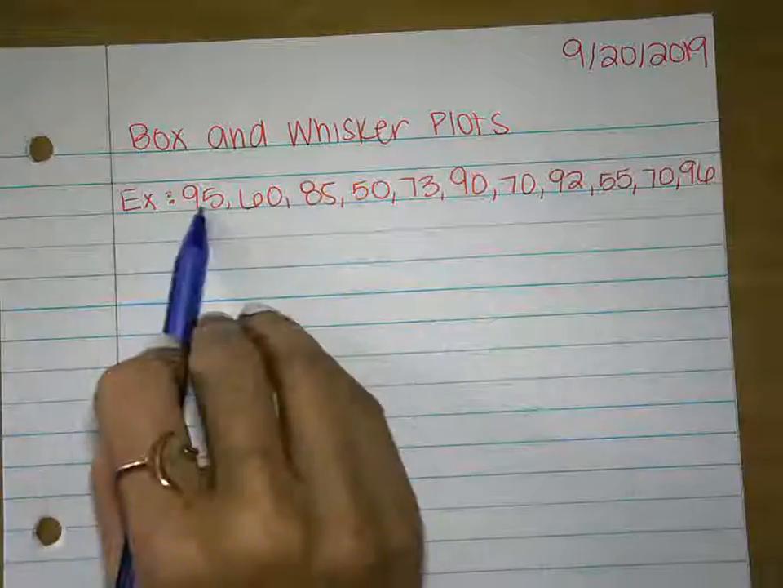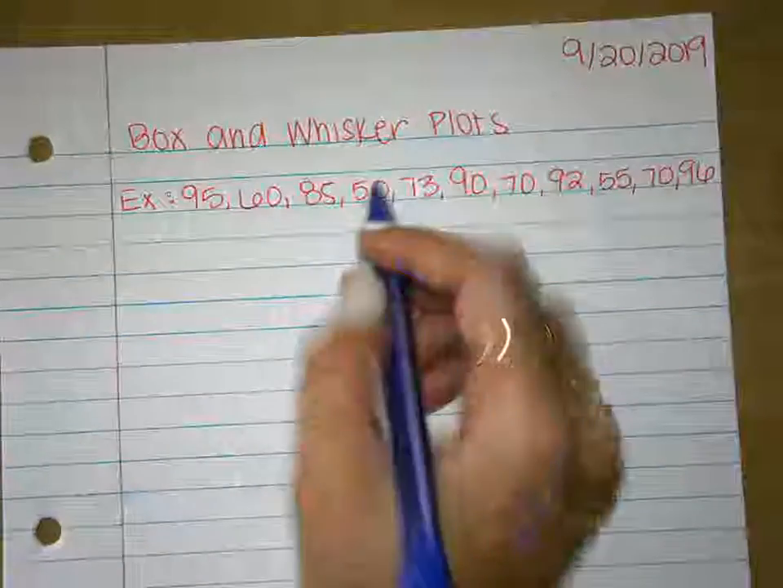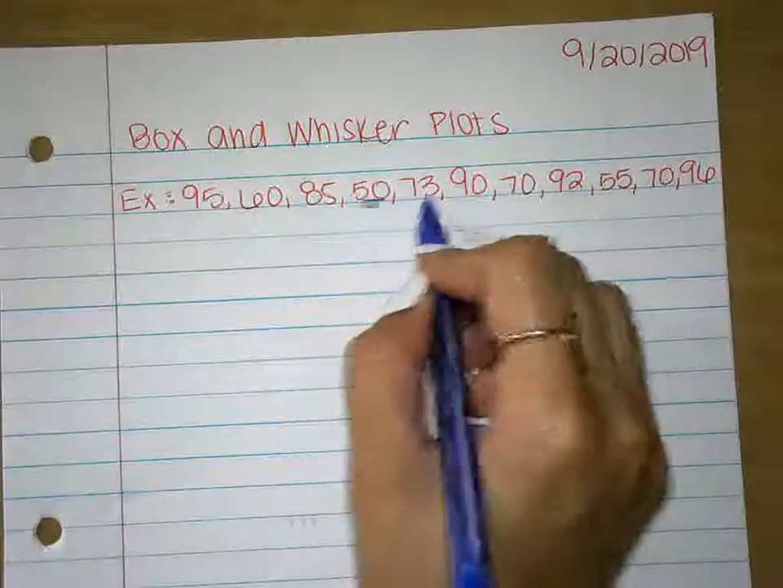So I need to find the smallest number. I see 60. Oh, there's a 50.